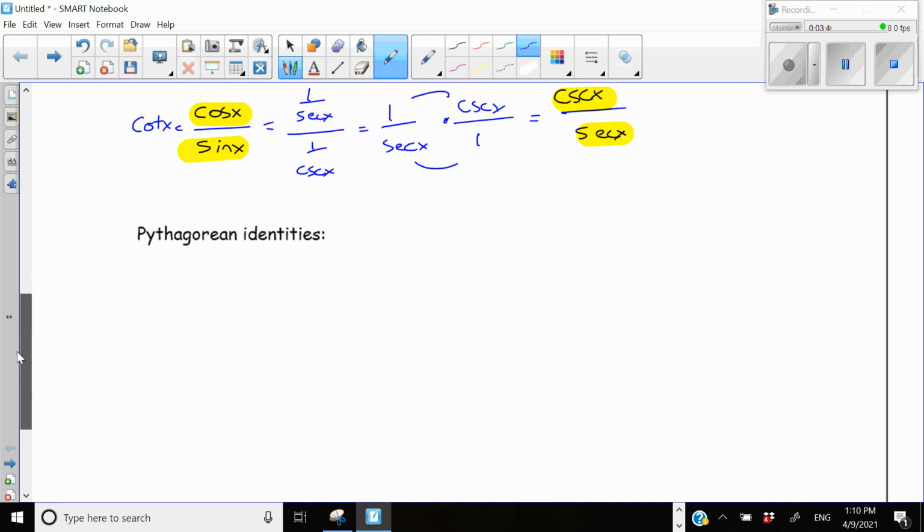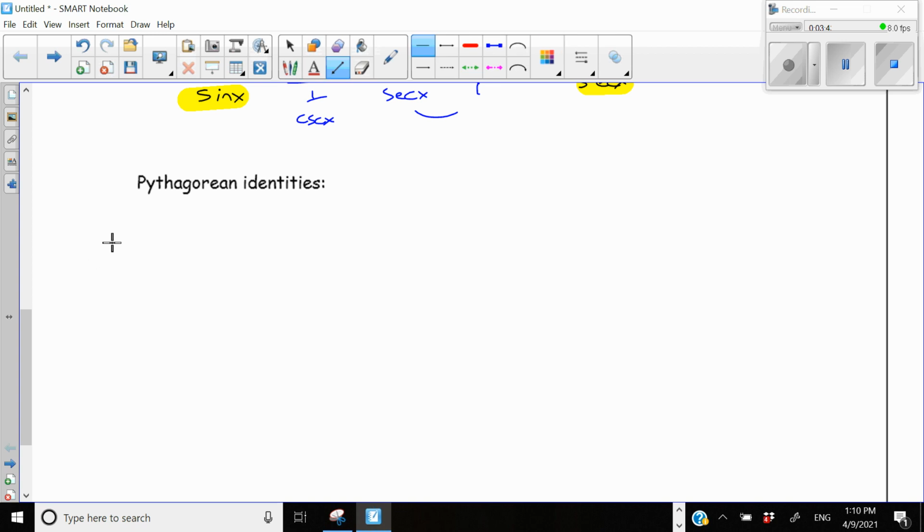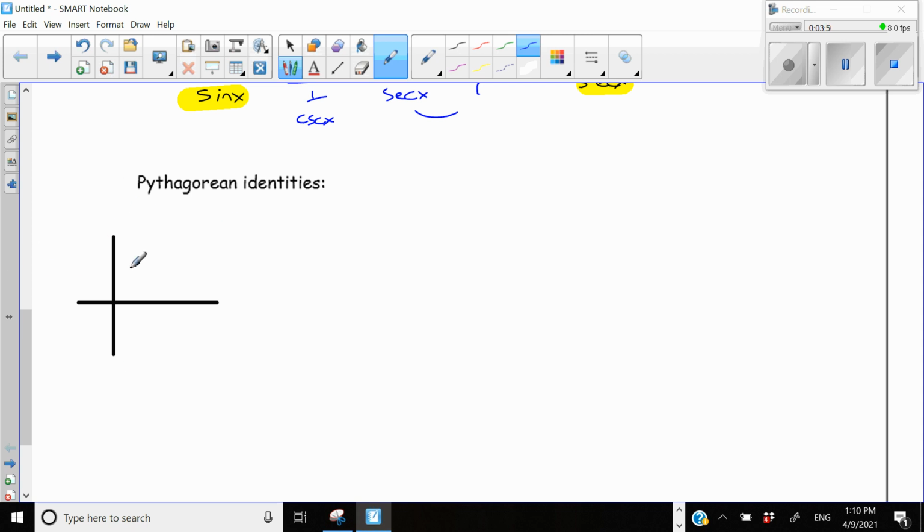Now let's talk about Pythagorean identities. Let me draw this coordinate plane for you. Let's say this is a coordinate plane and we have an angle here. We draw a straight line to make a right triangle. We call the hypotenuse R, the opposite side Y, and the adjacent side of this angle X. We have learned before that cosine of theta in this triangle is adjacent over hypotenuse, so it's x over r.